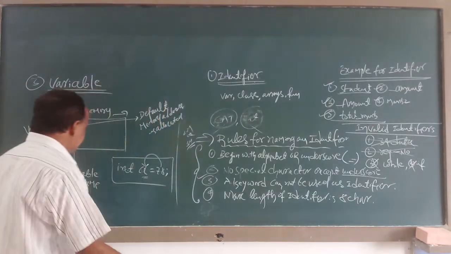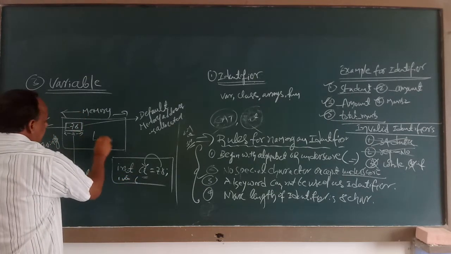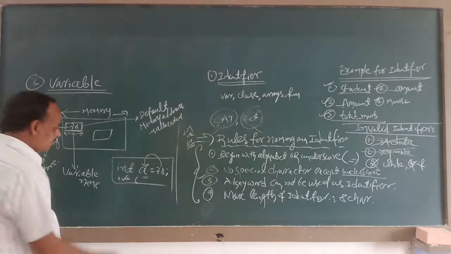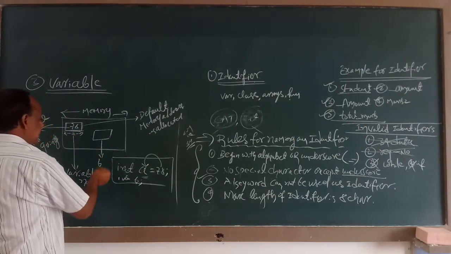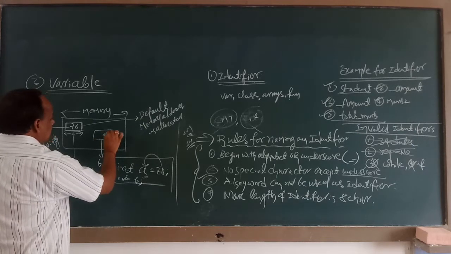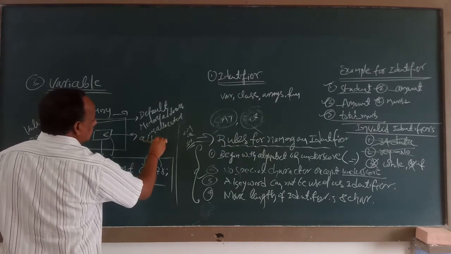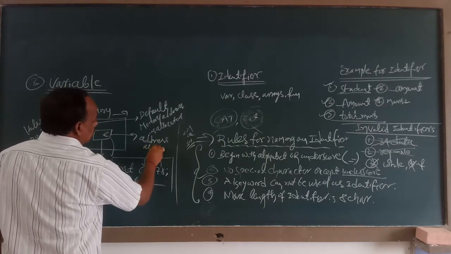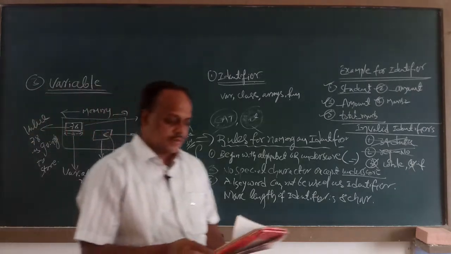Suppose I am going to declare one more variable, int b. So another memory location is allocated for this variable b, and here also we can store some data, and for this location another address is allocated. Another address is allocated, right?